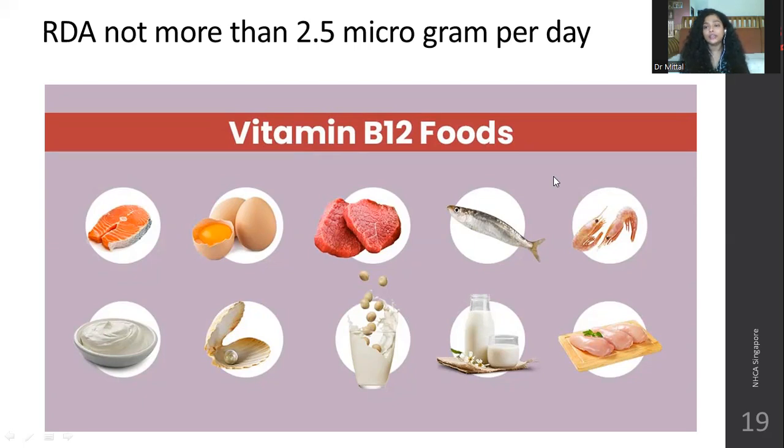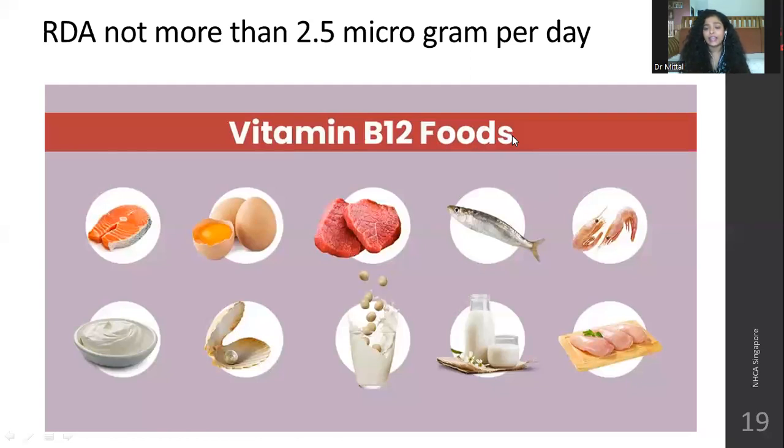It will be stored in the liver for at least 6 months. There will be no toxicity. Vitamin B complex toxicity rarely happens. It will be stored in the body, and toxicity never happens overnight. It takes months and months of overconsumption to lead to toxicity.